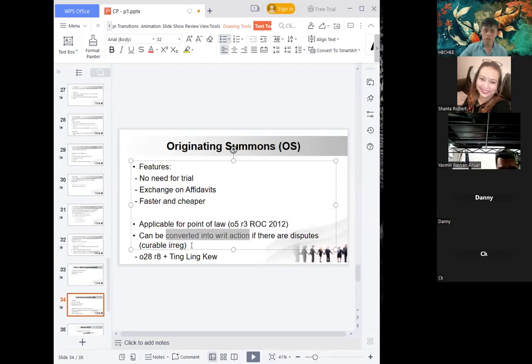I think we have covered this in our chapter 1 when we talked about the preliminary objection. Sometimes, when people don't know, they start the OS action, but it turns out there is a lot of evidence and it ought to be a full trial, so the court can convert the OS action into a writ action. This can be seen in Order 28 Rule 8 and the case Ting Ling Q.